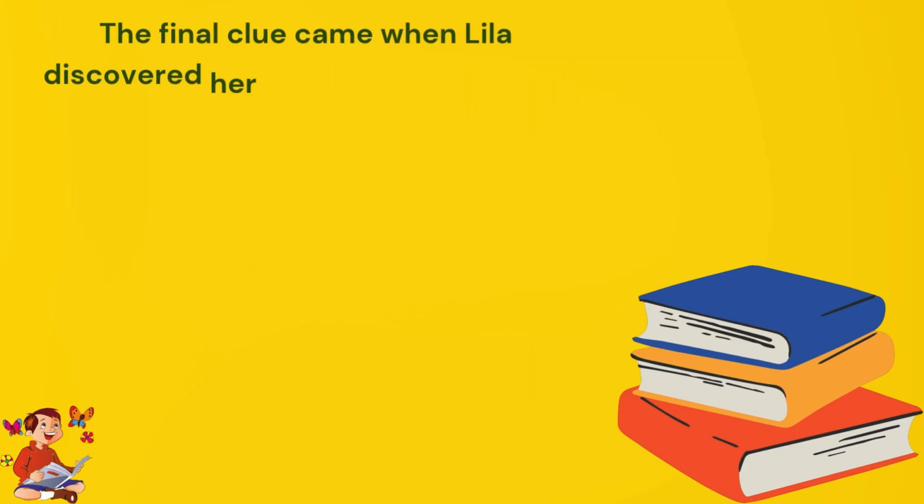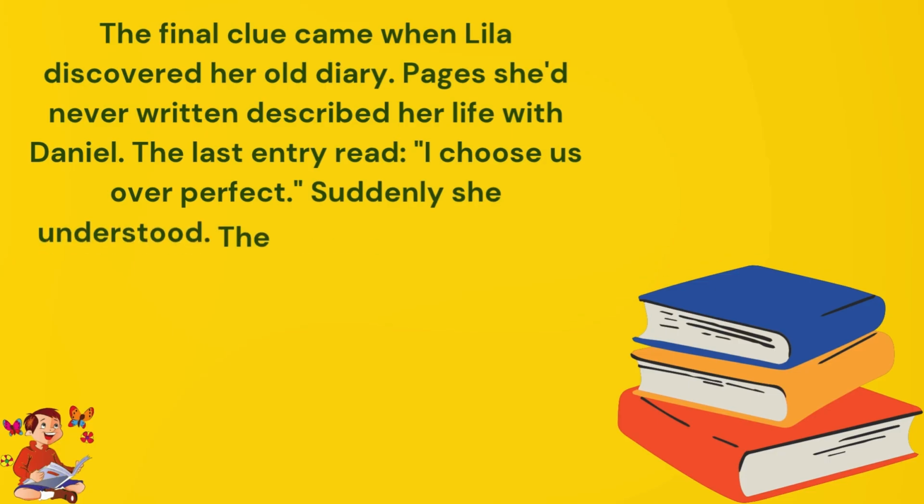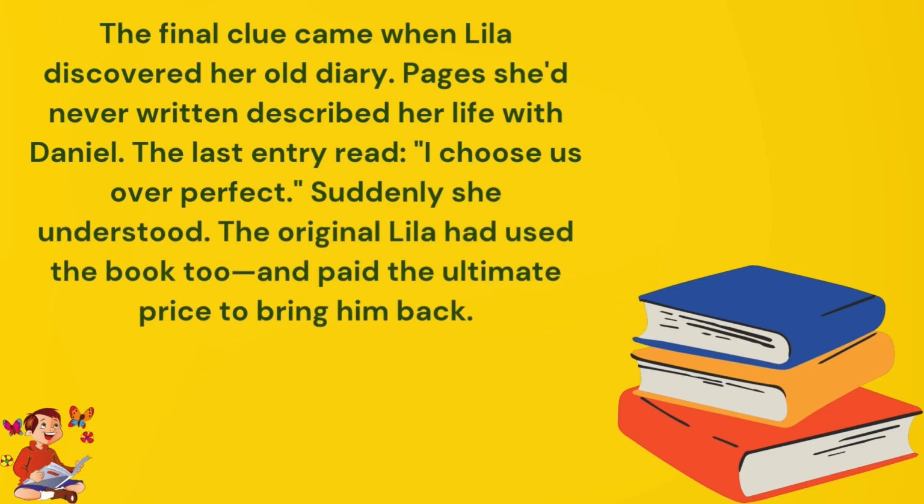The final clue came when Lila discovered her old diary. Pages she'd never written described her life with Daniel. The last entry read, "I choose us over perfect." Suddenly she understood. The original Lila had used the book too, and paid the ultimate price to bring him back.